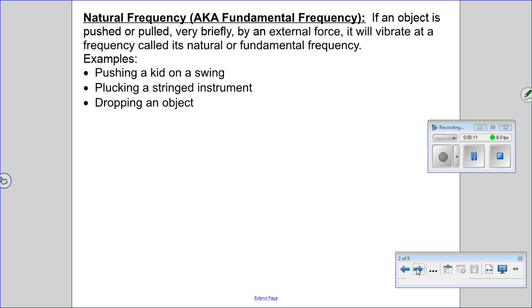Other examples: I put it here, the stick. If I pluck this meter stick, it makes a sound. If I change the length of it, it makes a different sound. So I'm just changing the natural frequency. Cool? Questions? That's natural frequency. That was thing one. Thing two.